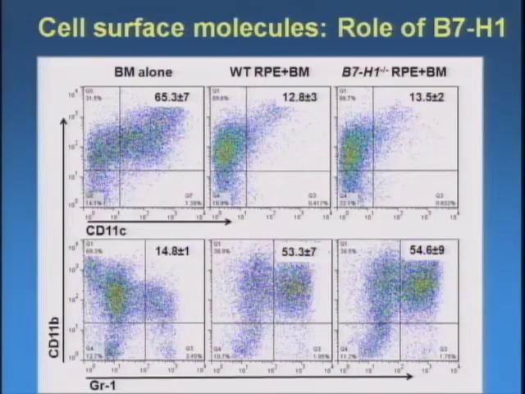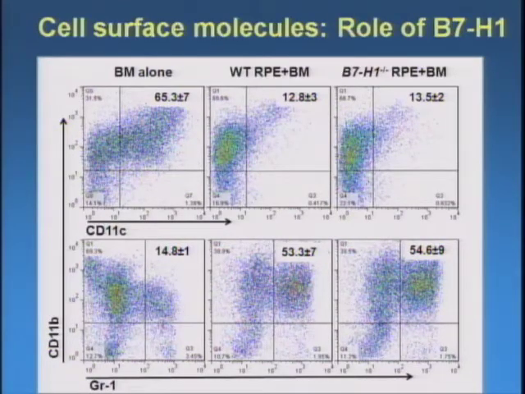Because B7H1 has been shown to be critical for the immunosuppressive activity of RPE cells, we next tested if B7H1 is one of the cell surface molecules that's important for MDSC differentiation. To test that, Don Smith from the co-lab helped us isolate RPE cells from B7H1 knockouts, and we did an experiment together with wild-type RPE.